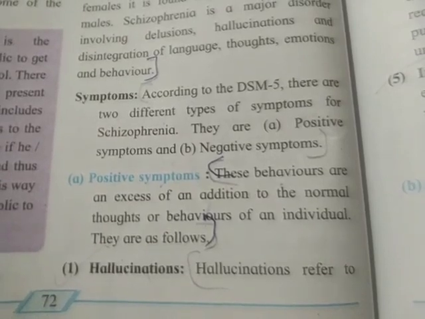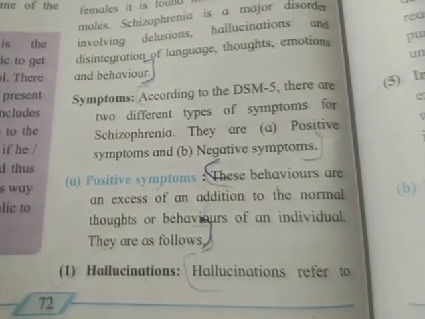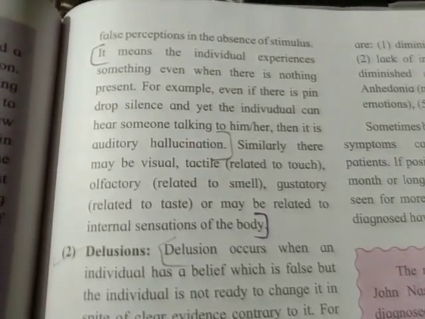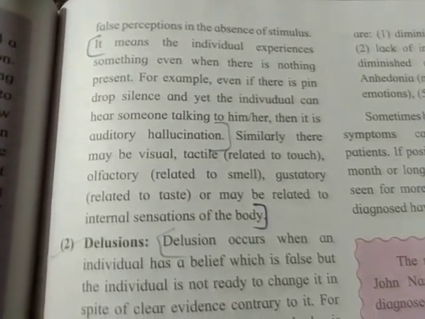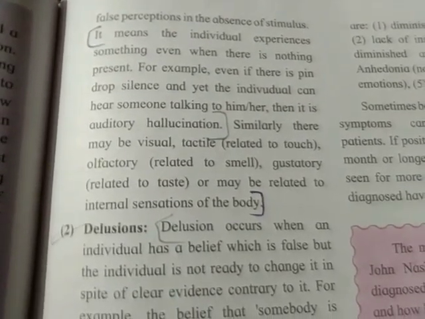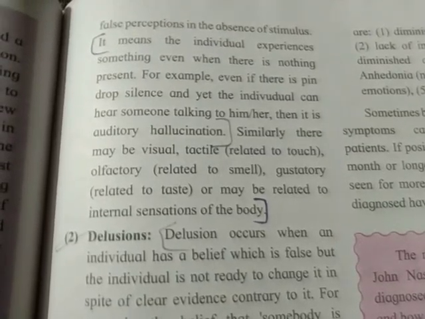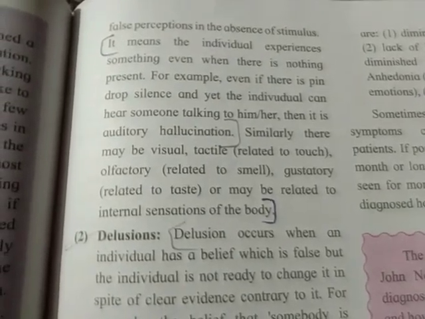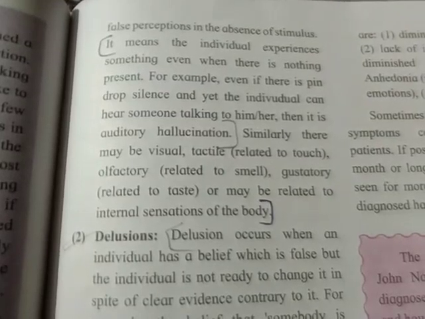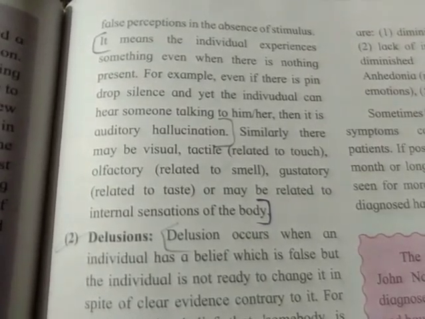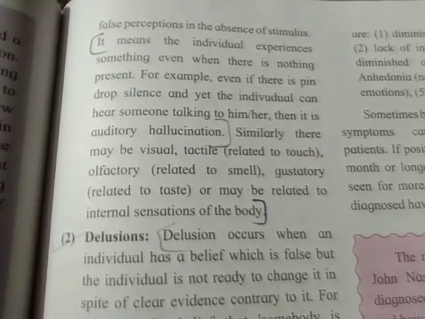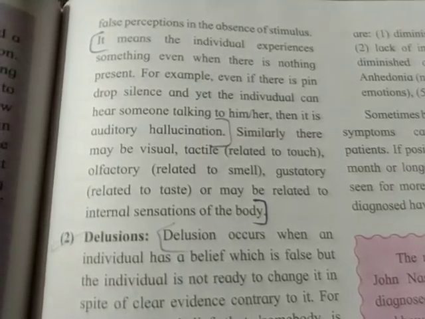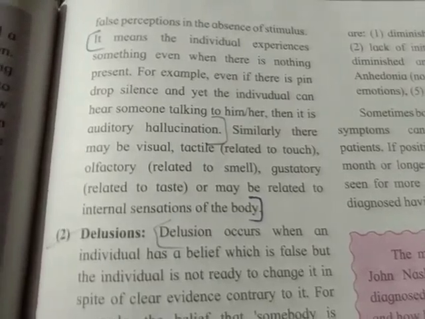They are as follows. First, hallucinations. Hallucinations refer to false perceptions in the absence of stimulus. It means the individual experiences something even when there is nothing present. For example, even if there is pin drop silence and yet the individual can hear someone talking to him or her, then it is auditory hallucination. Similarly, there may be visual, tactile related to touch, olfactory related to smell, gustatory related to taste, or may be related to internal sensations of the body.